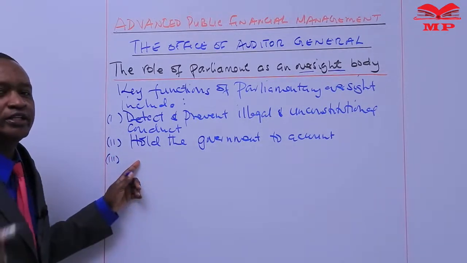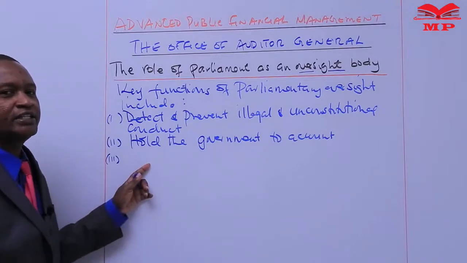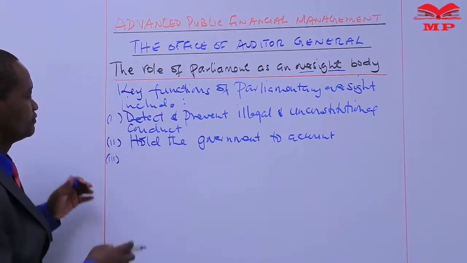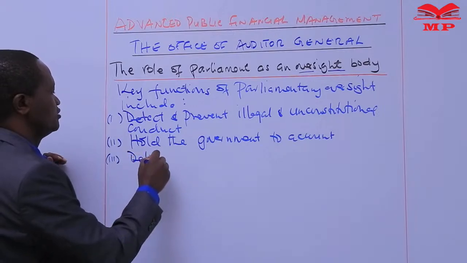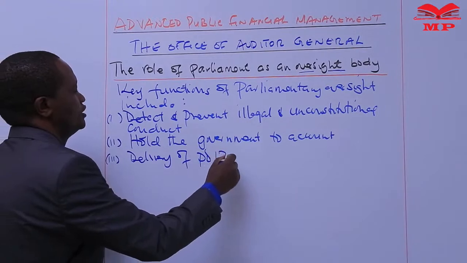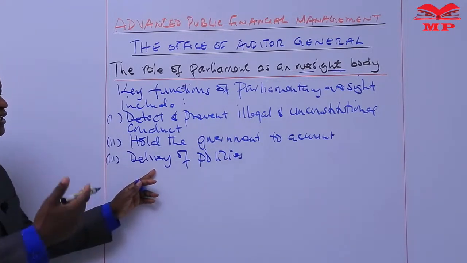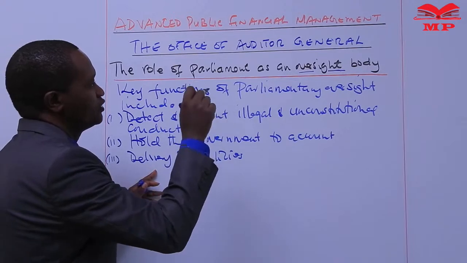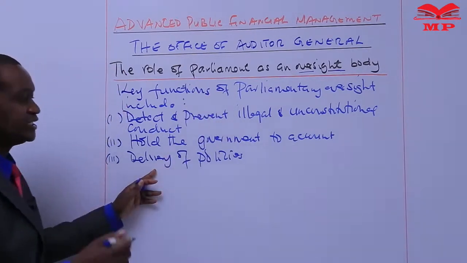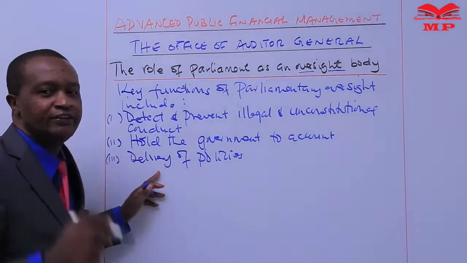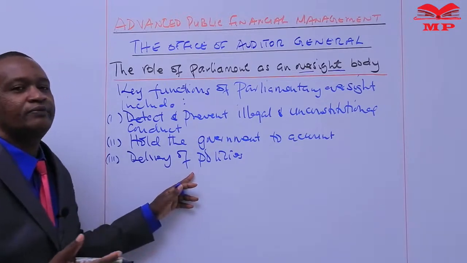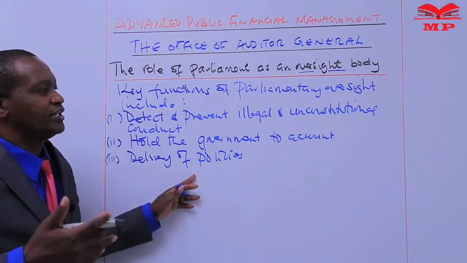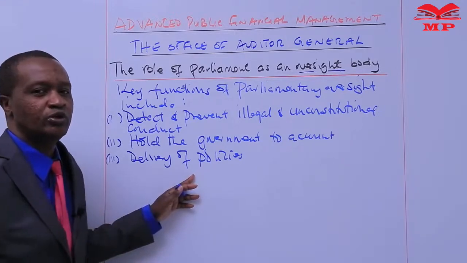Policies to ensure that policies announced by the government and authorized by the parliament are actually delivered. Delivery of policies. It is a key function of parliamentary oversight to ensure that such policies are actually delivered. And this function includes monitoring the achievement of goals that are set by legislation and by the government programs and so on.